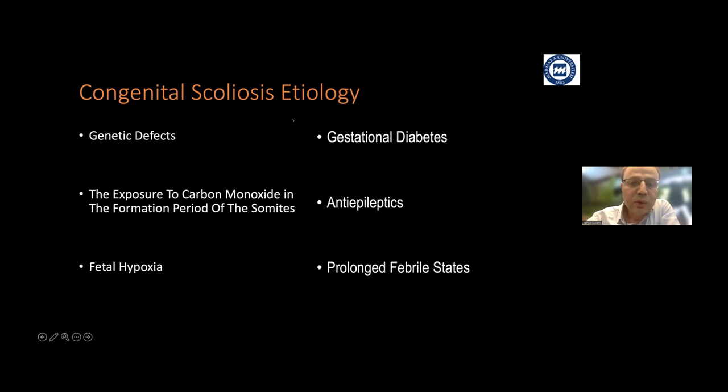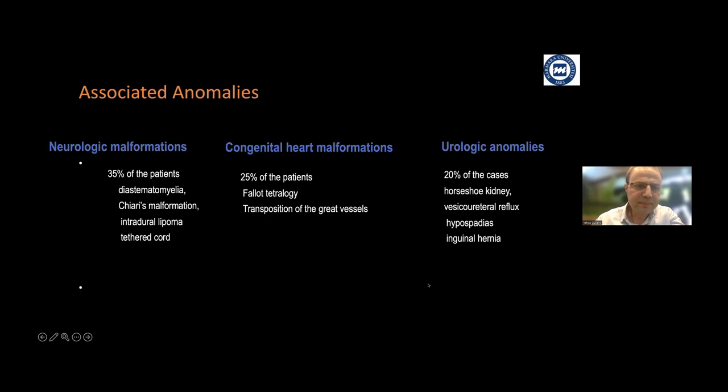When we look at the congenital scoliosis etiologies, there are genetic defects. There is some carbon monoxide exposure during the formation period, sometimes fetal hypoxia, sometimes gestational diabetes, antiepileptic effect, and prolonged febrile states. And there are some associated anomalies: neurological malformation, congenital heart malformations, urological anomalies.